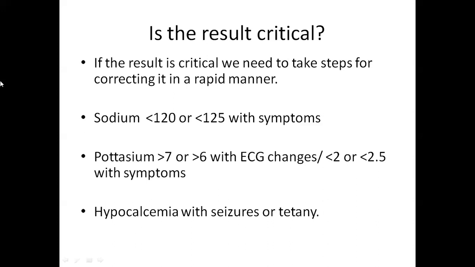And if you have potassium more than 7, or more than 6 with ECG changes, or severe hypokalemia less than 2 or less than 2.5 with symptoms, these are the critical values. So you need to treat them very rapidly. And in case of hypocalcemia, if the child is having seizures or tetany, you need to correct it very rapidly. So these are the critical values where you need to take action immediately. You cannot delay the action.